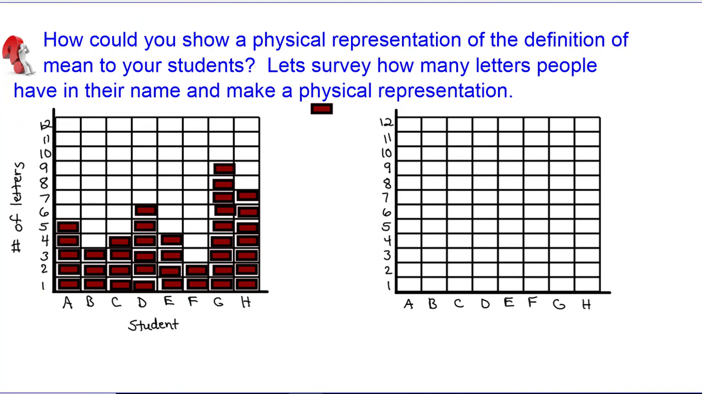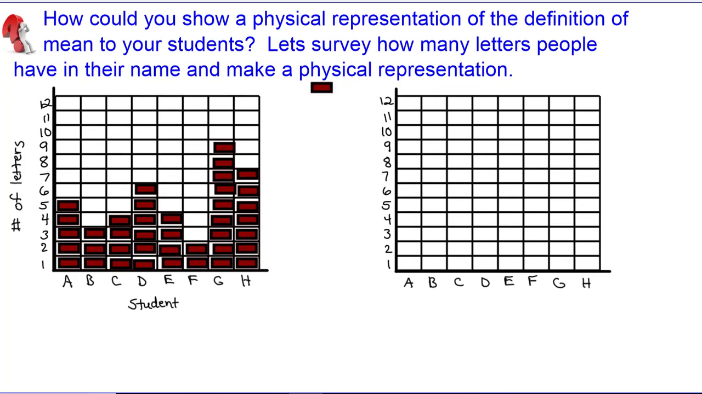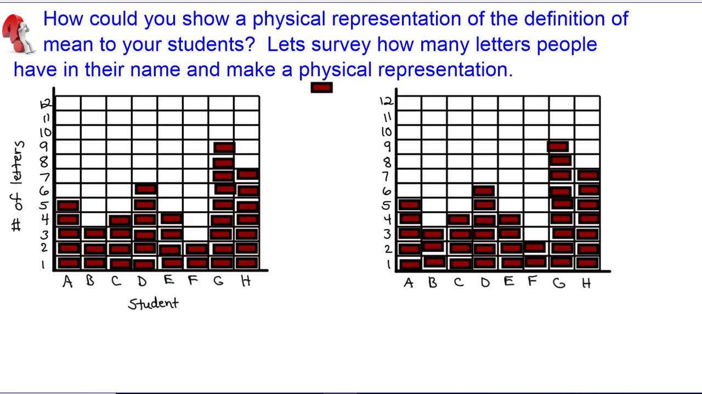Suppose I have this set of data and I was trying to figure out, let's survey some students and see how many letters they have in their name. I surveyed 8 students and found out how many letters were in their name, and I made this nice little bar graph. What I'm going to do is copy that. Now that I have it copied, I can tell you what I'm doing here. I'm going to ask my students after I graphed all this, and we're going to look at the first graph.